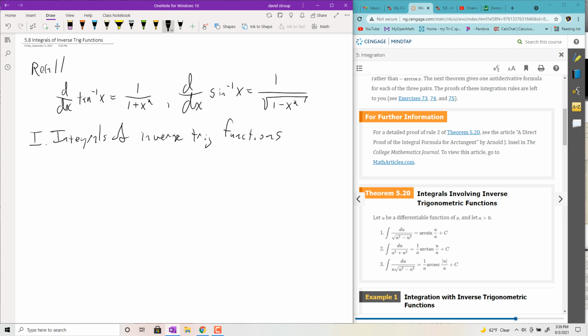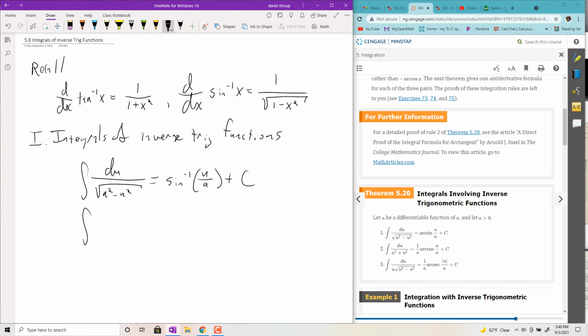So the two that I want you to have memorized are the ones for arcsine and the one for arctan. So the integral of du all over the square root of a squared minus u squared is our arcsine. Okay, so that would be sine inverse, if you wish, of u all over a plus c.